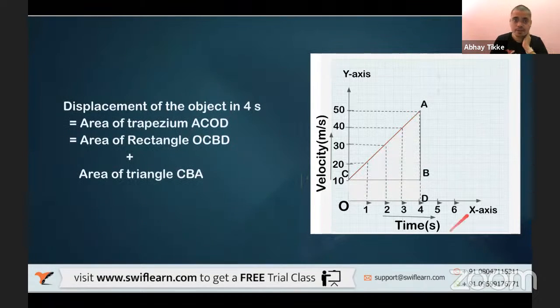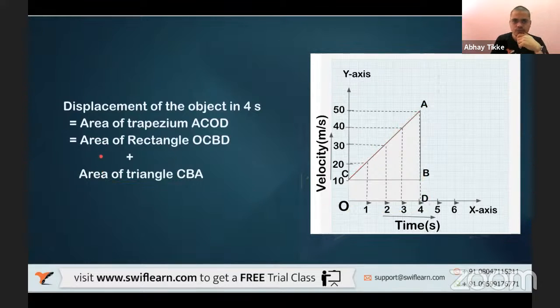Area. Listen to this carefully. We have to find this. Can you see the shaded area? Area of OCABDO. So there are two parts in it, one is a triangle and the other is a rectangle, right? So the area of the trapezium, that is OCABDO, that is the area to find out the displacement.